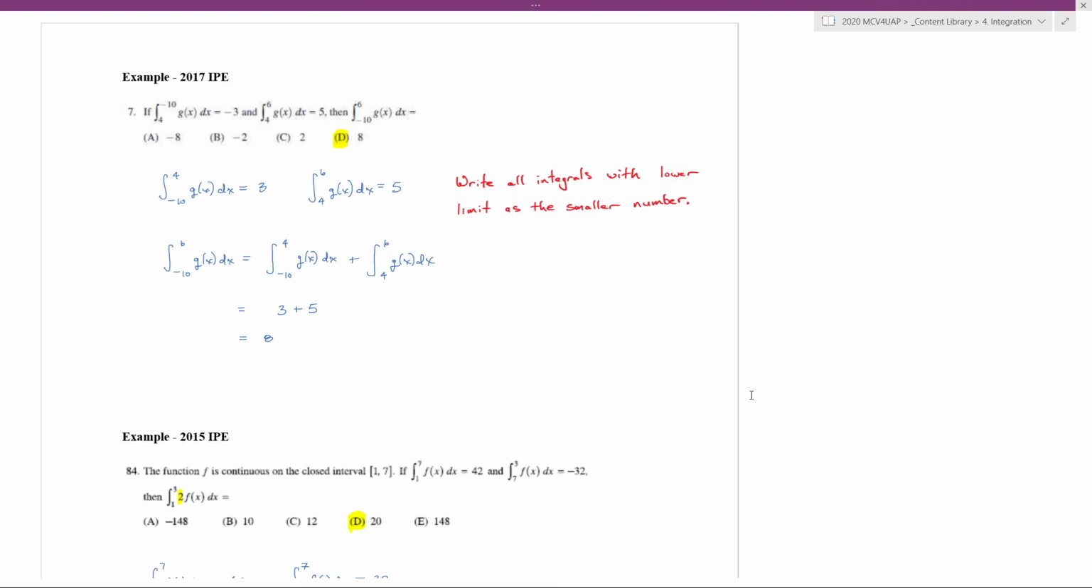So it's much easier to see what's happening if you write the integrals as if they were integrating from left to right. So the smaller number is the lower limit, and the higher number is the upper limit. So the integral from -10 to 6 is just the integral from -10 to 4 plus the integral from 4 to 6 of g of x. And that's just 3 plus 5, which is 8.